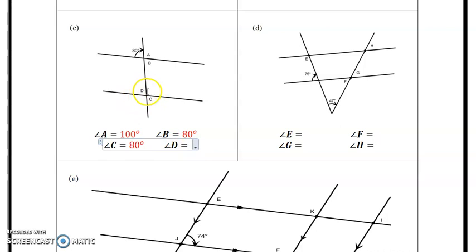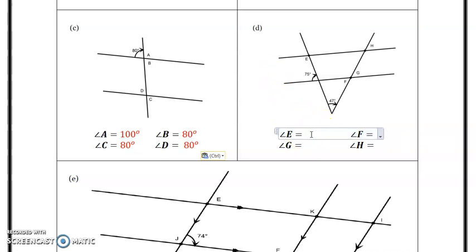And angle D, again, we can use the same property. Corresponding angles, D would also equal 80. Or you could use the fact that D and C are transverse angles. There are lots of different properties you can use, not only one. So B, C, and D are all 80 degrees, and A was 100.